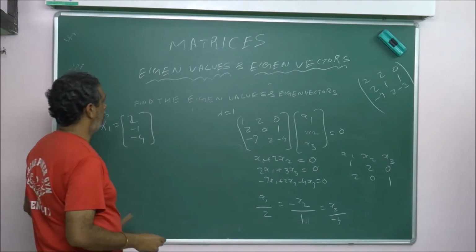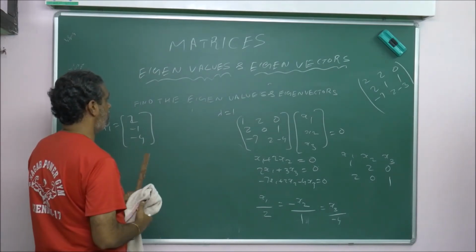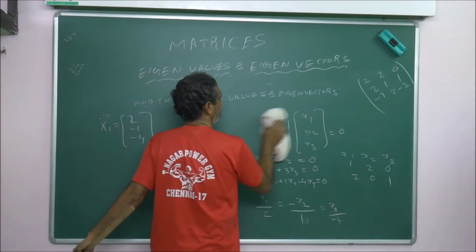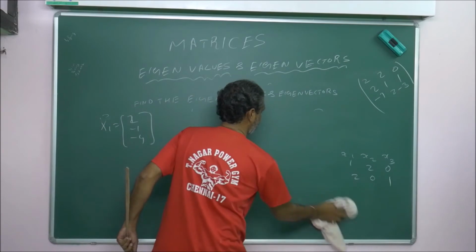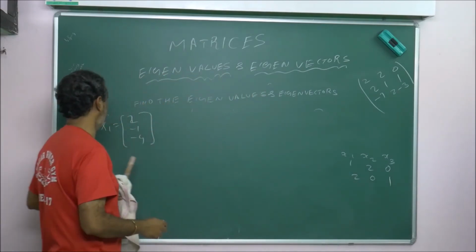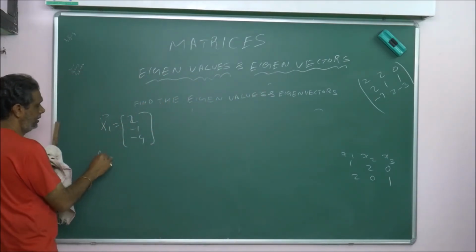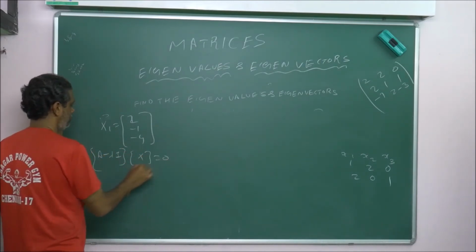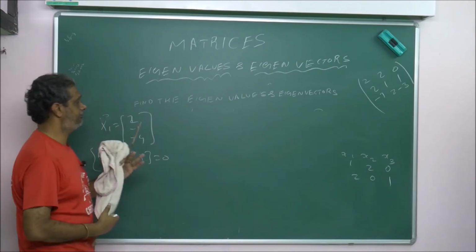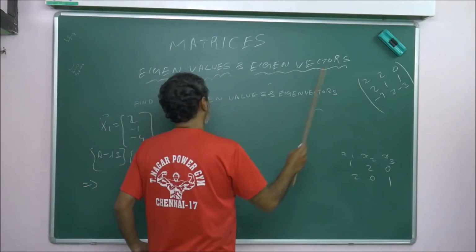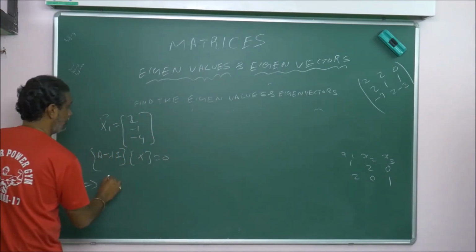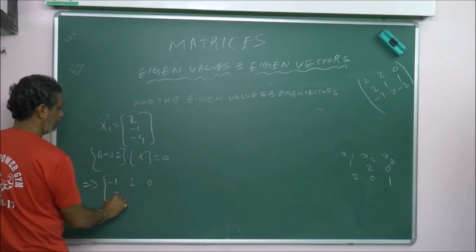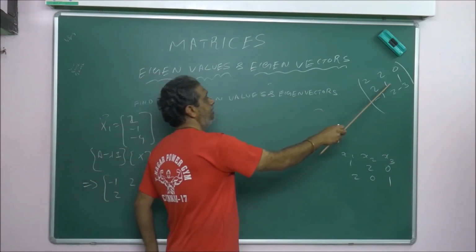Then similarly you can go. Lambda is equal to 3, you can substitute it. The one value I got. When lambda is equal to 3, take the equation A minus lambda I, x is equal to 0. If you substitute lambda is equal to 3 in that equation, 2 minus 3 what will you get? Minus 1, 2, 0, 2, then 1 minus 3.